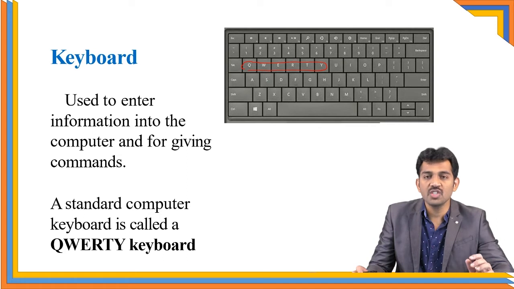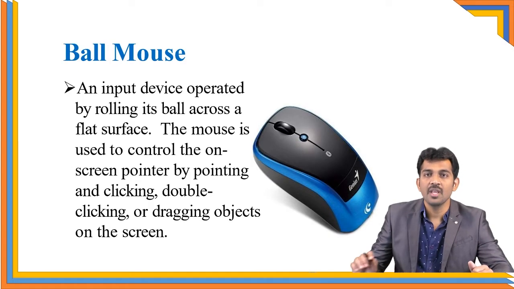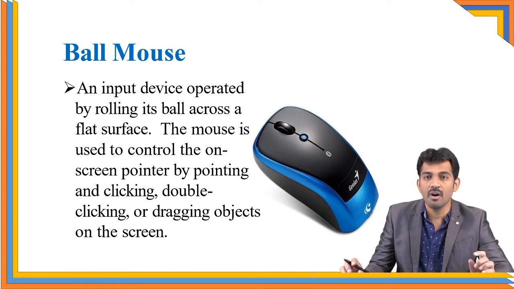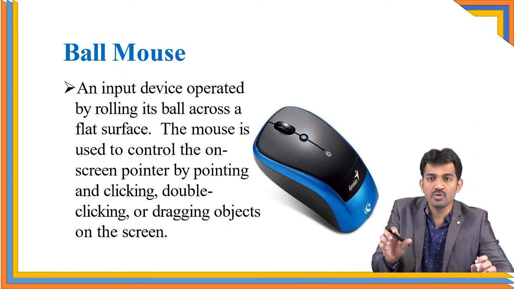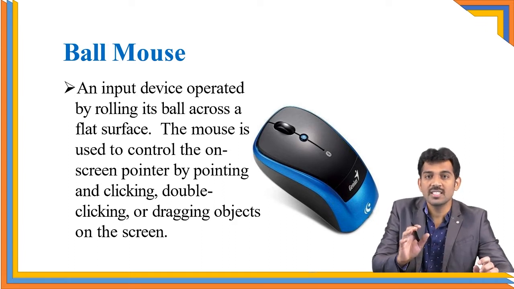Every computer is attached with a keyboard. The keyboard gives the instructions in terms of words, right? This is the format you use, QWERTY. And the ball mouse. Now we are using an optical mouse, but earlier we had a ball mouse, which works based on a small ball. The cursor moves based on the ball. It is an input device operated by rolling its ball across a flat surface, right? If you move the mouse, the ball rotates, and based on that the cursor moves on the screen.